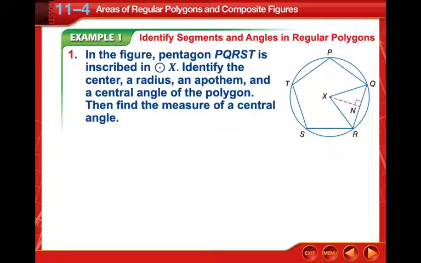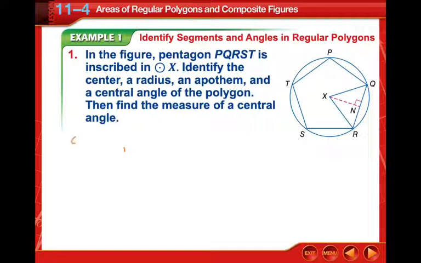So first thing we need to look at is just the words that go along with it. So center, radius, an apothem, and the central angle. So we want to find those things, and we're also going to actually go ahead and find the measure of the central angle using our old knowledge of circles, or polygons, yeah. So here we're just going to name all these things.